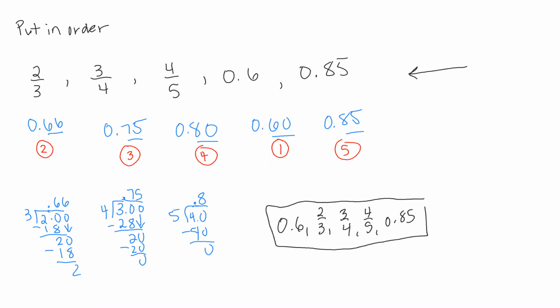All right. So when you're comparing fractions and decimals, or ordering fractions and decimals, either convert everything to fractions, find an LCD, and then equivalent fractions, compare your numerators, or I think this is a lot easier, convert everything to decimals and then do your comparison.